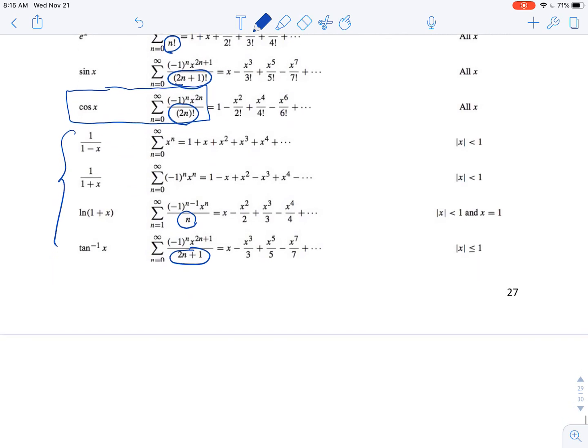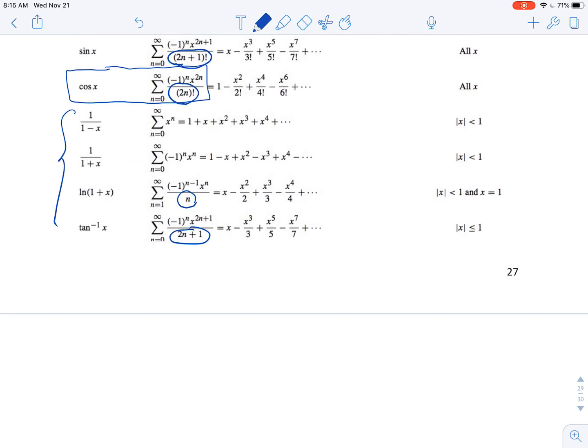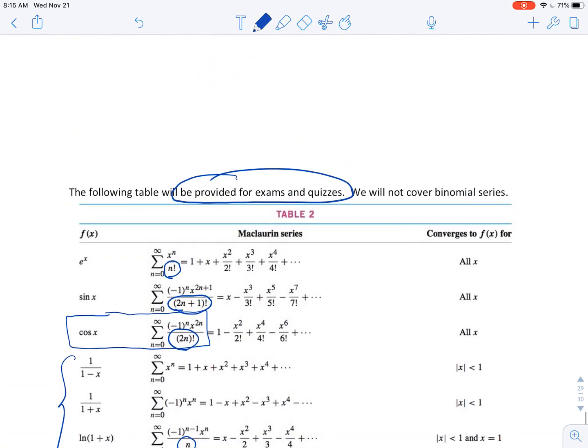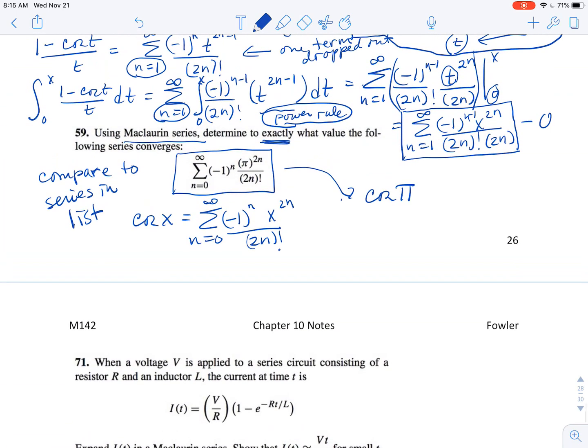Whoops, I got to slide it up so you can see it. 2n plus 1 there. Okay. So it's just a matter of identifying the correct one that you need. So that one's cosine pi, and we know cosine pi is -1. Right. So if I were to write out the terms, that would converge to -1. Okay.